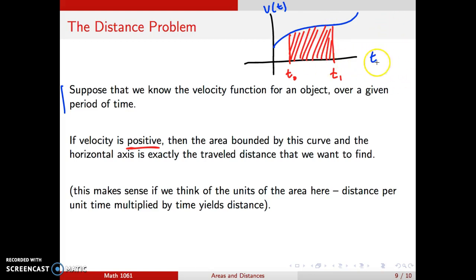You can think about that, kind of make sense of it. If you've got time on the horizontal and velocity, which is distance per time, on the vertical, when you multiply those together, you're going to get your area, and it's going to be just in distance. Distance per time times time gives you distance. And that's the "this makes sense" comment that I have here.